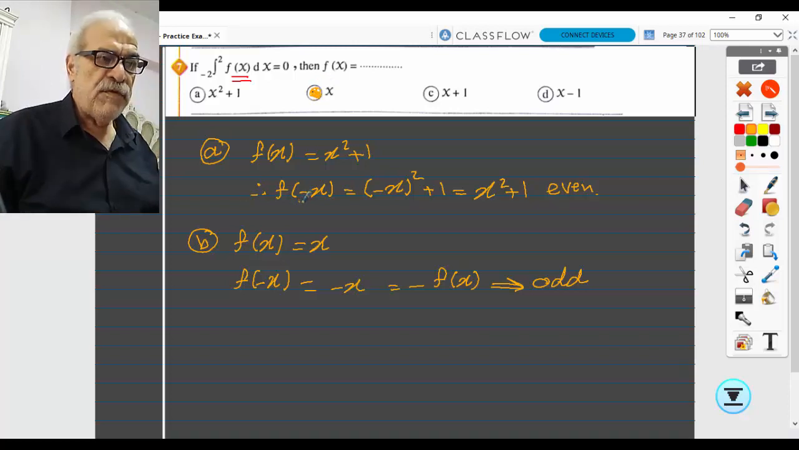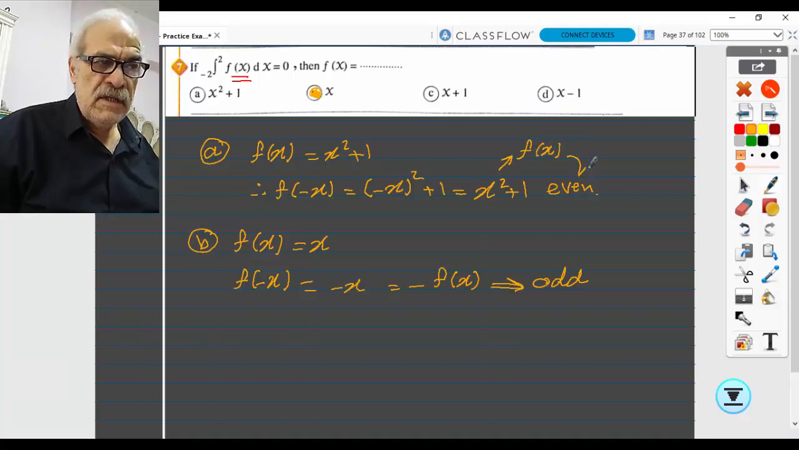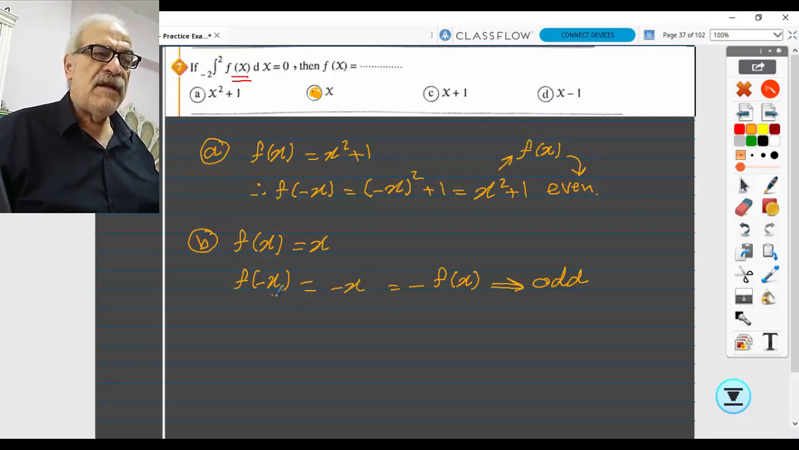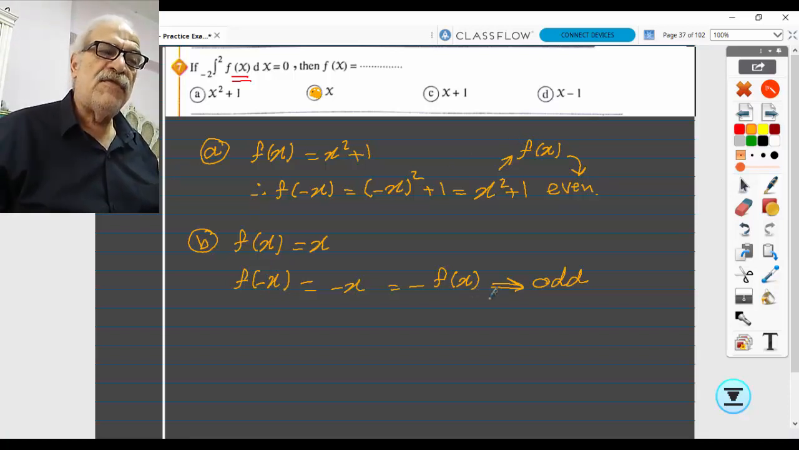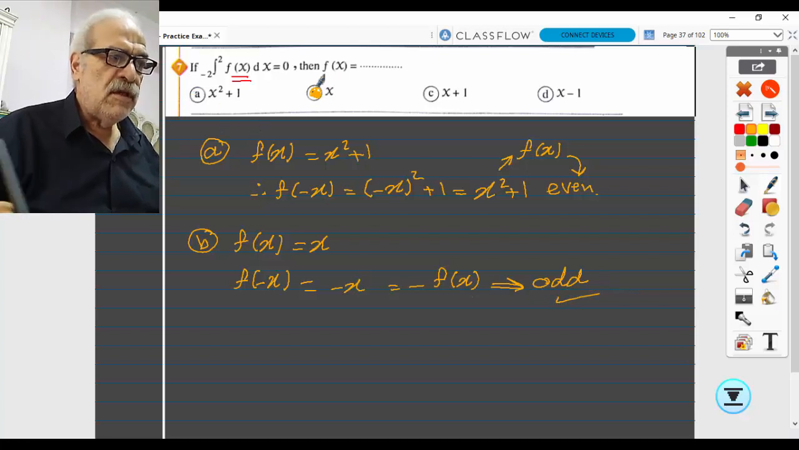Here, of course, f of negative x equals x squared plus 1, and x squared plus 1 is f of x itself. So the function is even. Why? Because f of negative x equals f of x. Here, f of negative x equals negative f of x, so this function is odd. So the solution will be at letter B.